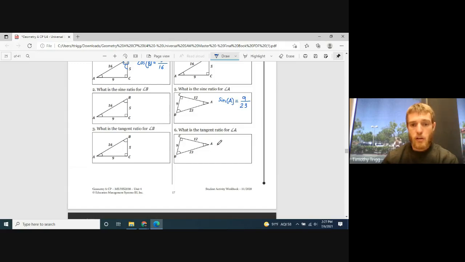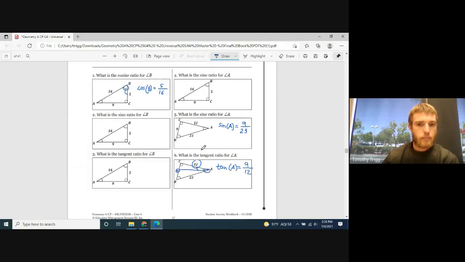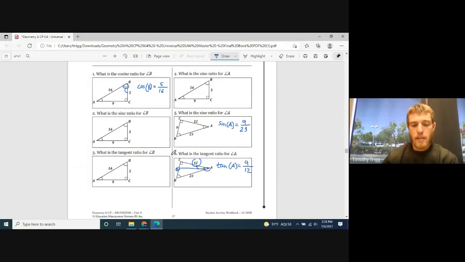Lastly, let's do number 6 here. What is tangent for angle A? So tangent from angle A. So again, we are looking from angle A. Tangent is the opposite leg over the adjacent leg, opposite over adjacent. So from angle A, the opposite is 9, over the adjacent leg, that's 12. If you want, you could reduce these fractions, but you don't have to. See if you could finish the other 3 of these.